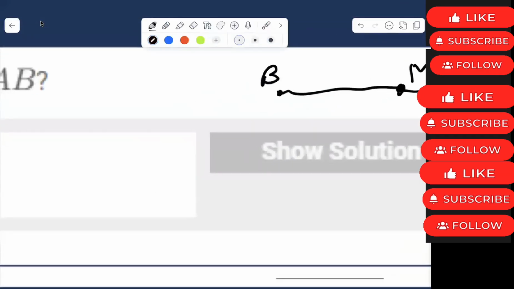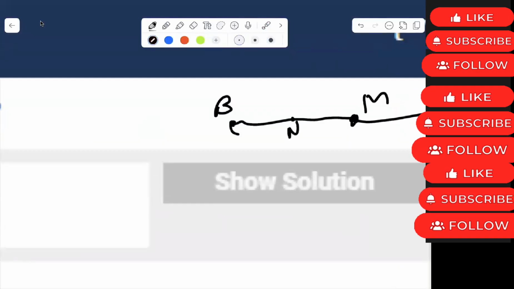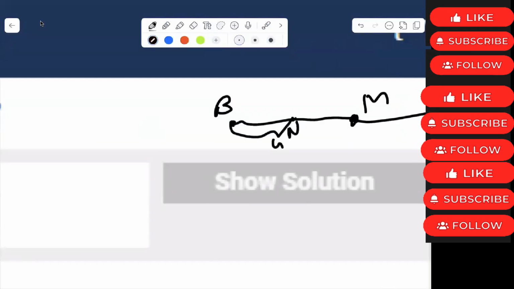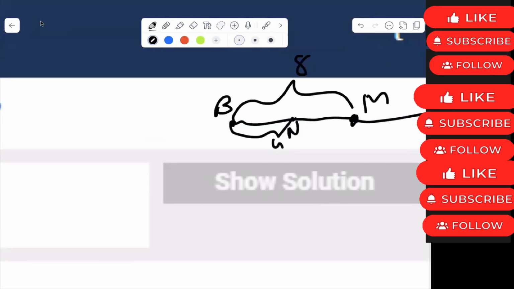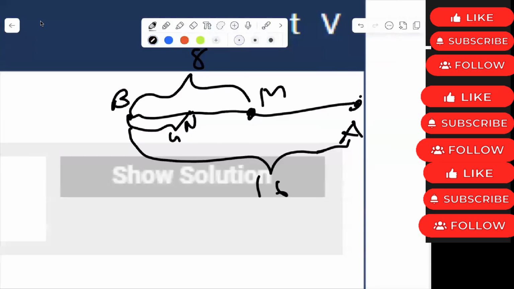Now, BM, the midpoint of that is N. So that's N. So BN is 4. That means the entire length of BM is 8, and double that is 16. And that's your answer, 16.